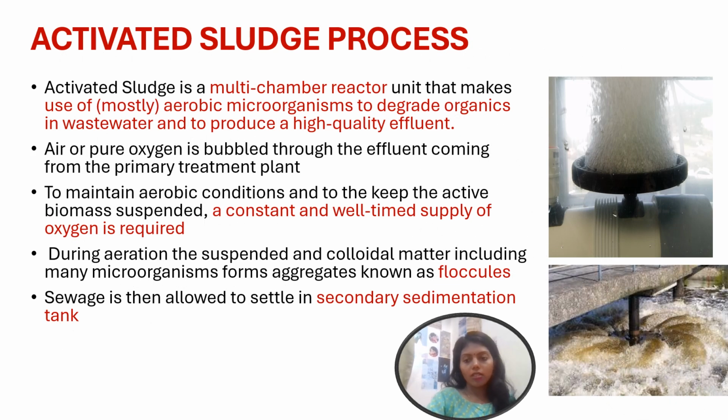Activated sludge process is a widely used wastewater treatment process, which comes under the secondary treatment classification. It is a multi-chamber reaction unit that makes use of mainly aerobic microorganisms to degrade wastewater and help to produce high quality effluent. To maintain aerobic condition, a continuous and constant, well-timed oxygen supply is required. Oxygen is released through the diffusers.